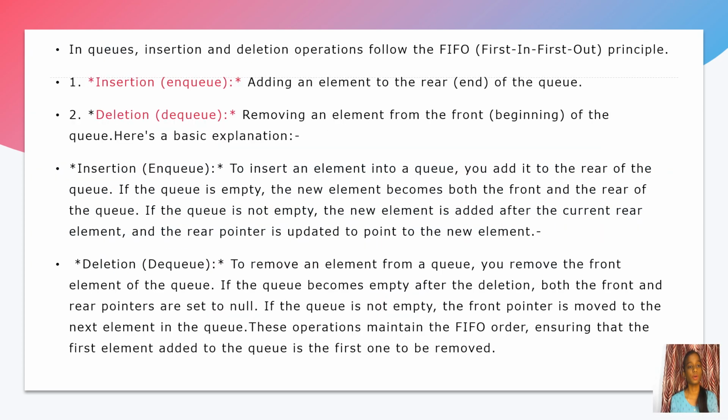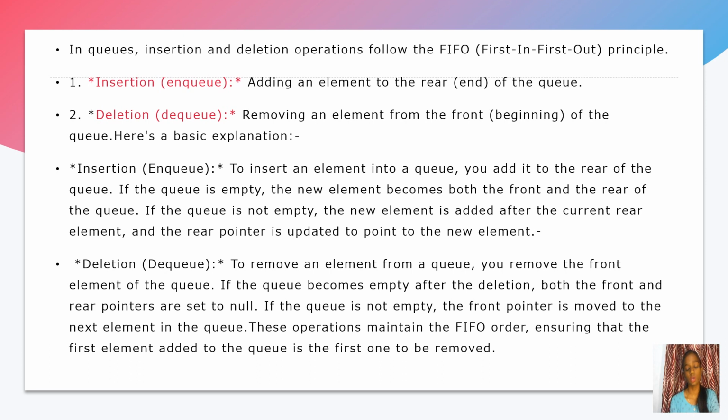So next we'll be moving on to insertion and deletion in queues. Insertion is adding an element at the rear of the queue. Deletion is removing an element from the front of the queue. So insertion is used to add an element to the rear of the queue. If the queue is empty, the new element becomes both the front and rear of the queue. If the queue is not empty, the new element is added after the current last element.